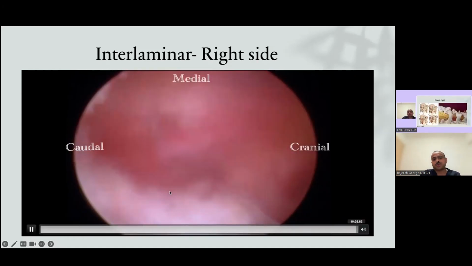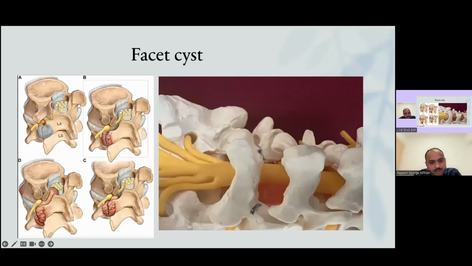So this is what I want to stress. When you look at this picture, the facet joint here and the cyst coming, you can see that it's actually pressing onto it dorsally, and the nerve root is pushed ventrally. And this is a representation of how the cyst appears at the same level, L4-5. You only see the nerve root.